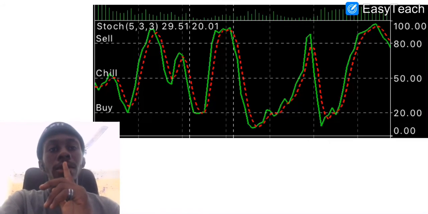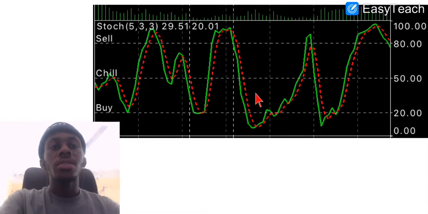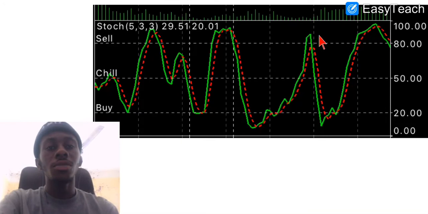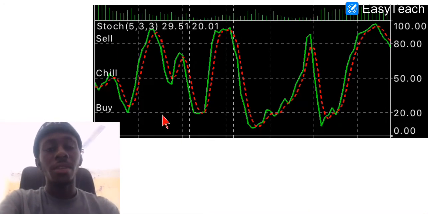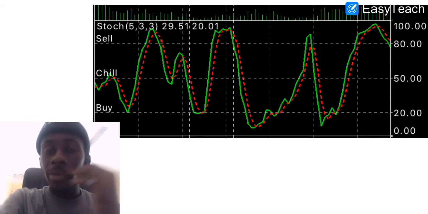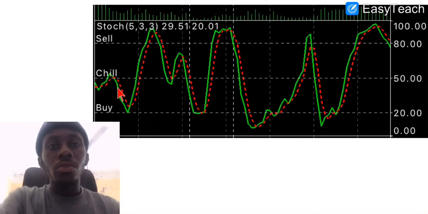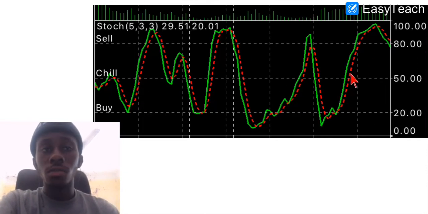Now, let's look at something very important. Before you enter a trade, you need to know the buy region, the chill region, and the sell region. Look at something very important. You are supposed to be looking at the red and the green line and how they move to tell you when to sell, when to buy, when to close.